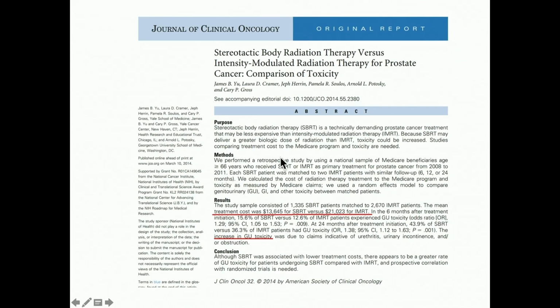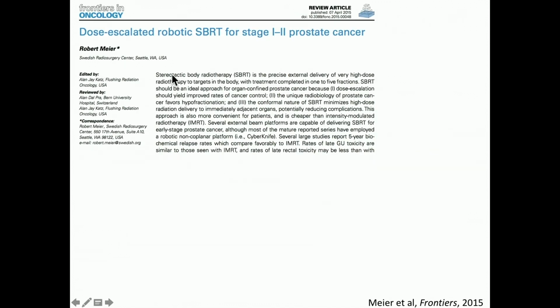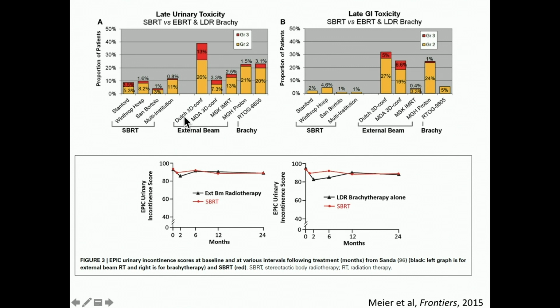In terms of quality of life series, this was an article by James Yu that was published in the JCO, where he looked at Medicare claims data and showed that SBRT was more cost-effective than IMRT, but it had more GU toxicity. Again, the devil's in the details. There's no real mention here of the doses or the techniques employed. This is a review by Bob Meier looking at SBRT use that's been published with now long-term outcome and comparing it to the external beam dose escalation series and brachytherapy series, showing a very favorable and comparable long-term grade 2 and 3 rectal and GU toxicity.